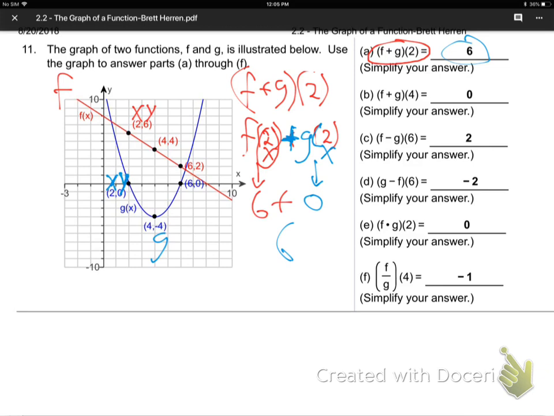Want to try part B? f plus g of 4. Give that a try. For what you plug in for the y, it comes out x, right? So you plug that in for y, for the g.